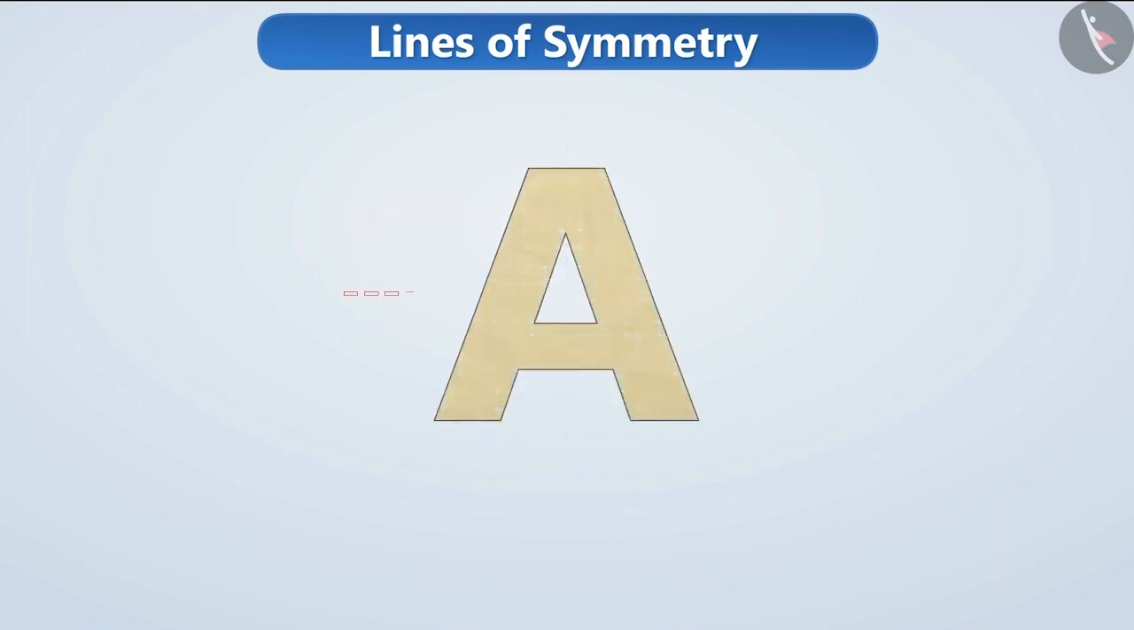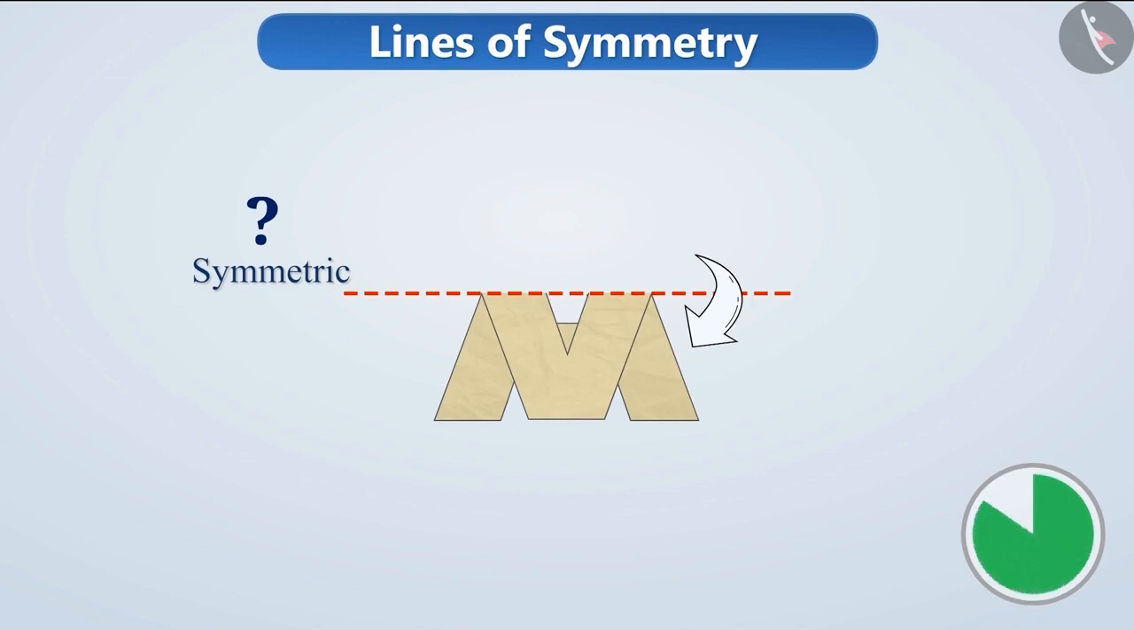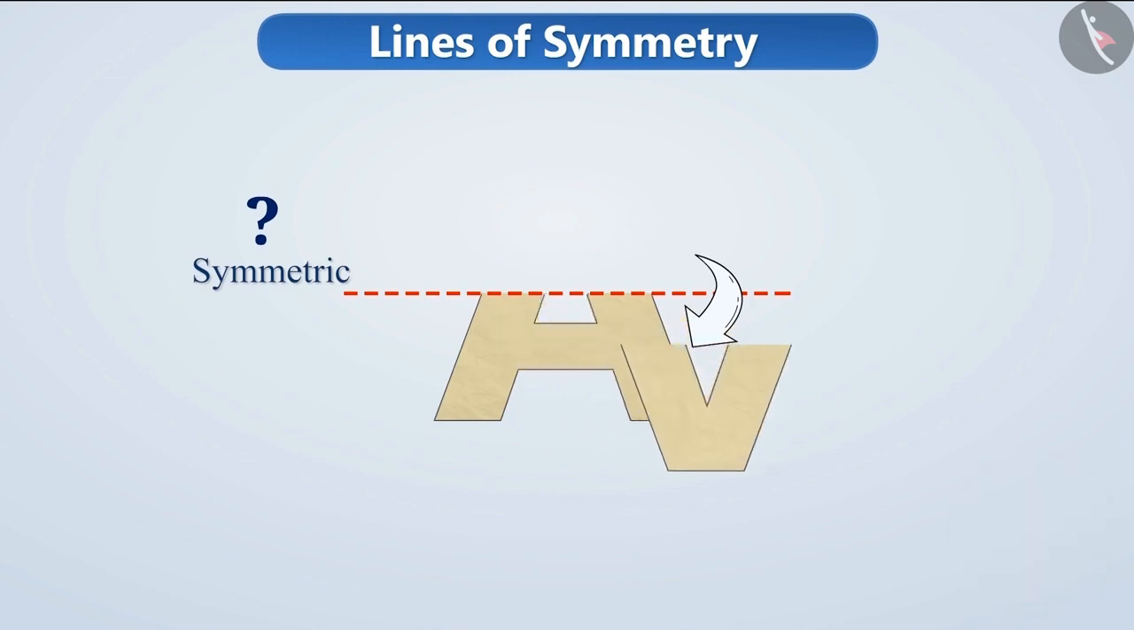Just think, if we fold A in such a way that the top half of it comes down to the bottom half, then shall we say that A is symmetric? Think for a while. Absolutely correct. This does not make A appear symmetrical.